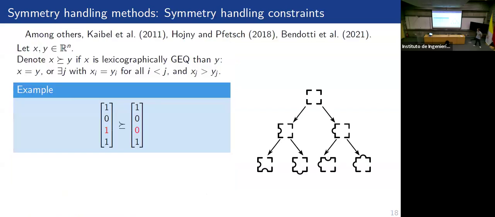The other class of symmetry handling methods is static symmetry handling constraints, and these typically make use of a lexicographic order. So we have the solution vector, and we compare solution vectors with symmetrically equivalent solution vectors. So what's the lexicographic order? Basically, we compare two vectors, and the first entry where these two vectors differ determines the lexicographic order. In this case, this vector here is lexicographically larger than this one, because the very first entry where they differ is larger here than there.